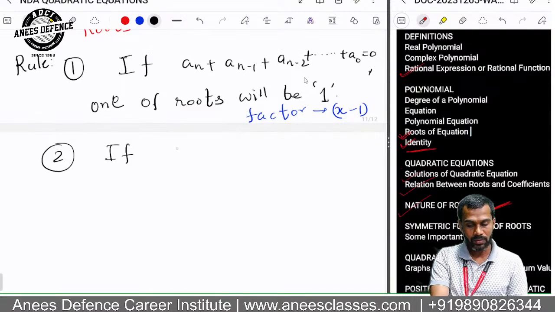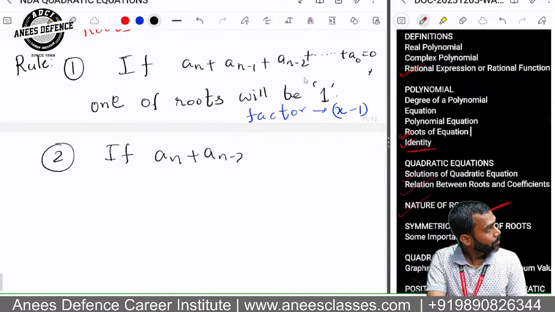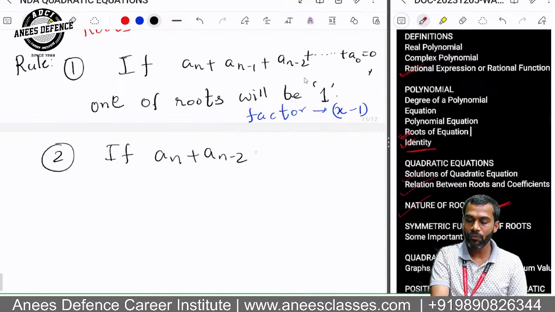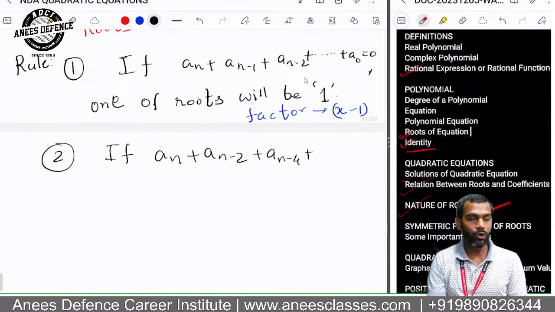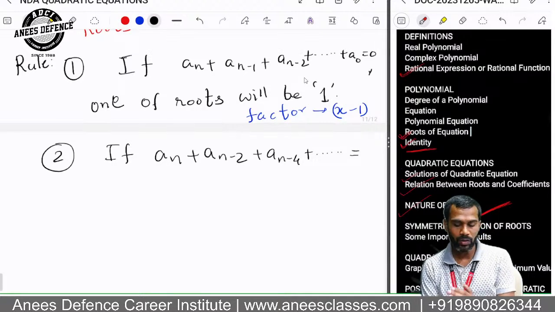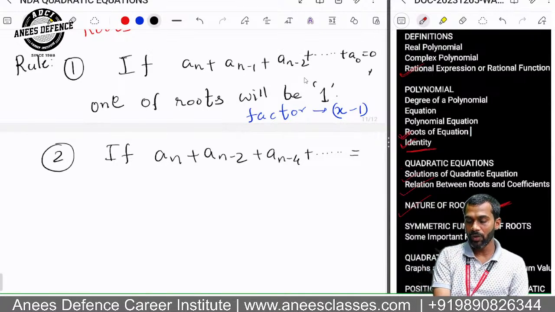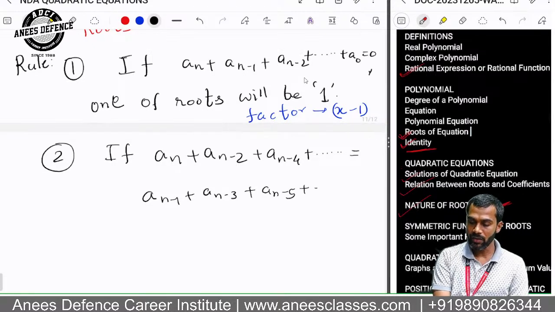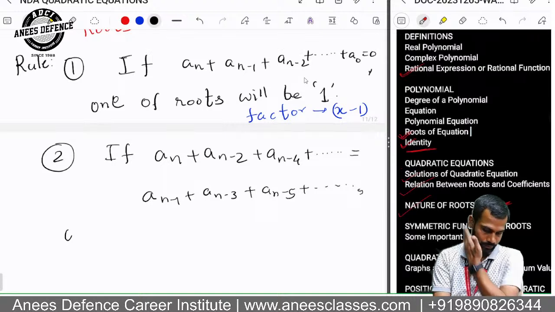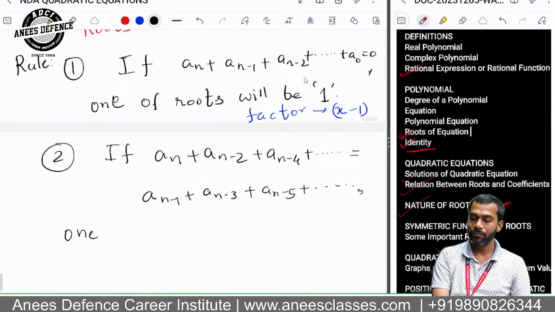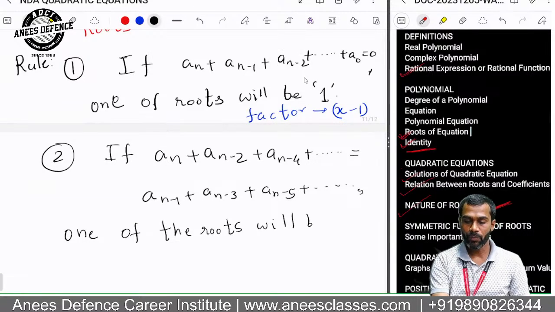a_n + a_(n-2) + a_(n-4) + ... I'm not sure which is the last term here. So what I'm doing, I'm just writing the alternate coefficients. Yes or no? So that should be equal to a_(n-1) + a_(n-3) + a_(n-5) + ... so on. Then in that case, one of the roots will be minus 1.